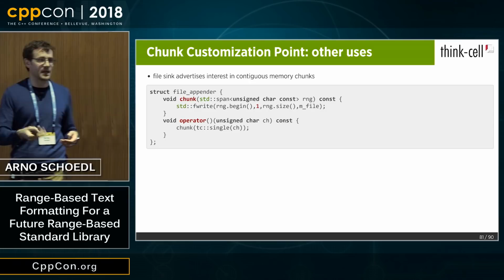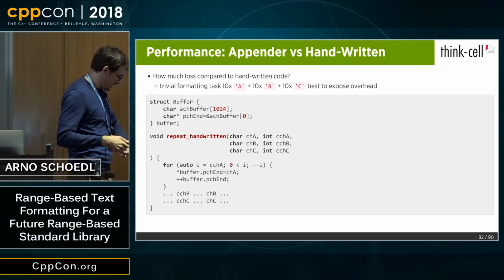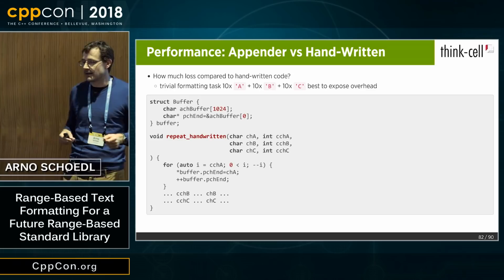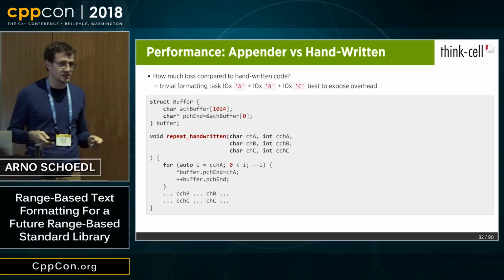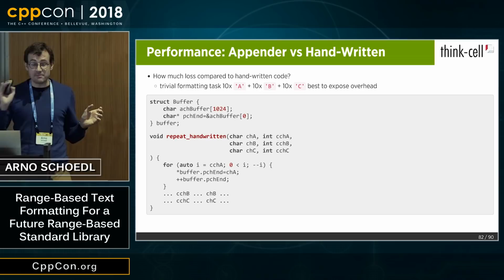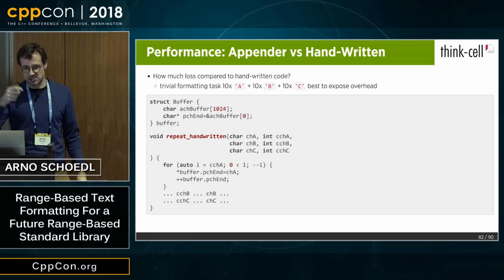Now, of course, after I've done all these things, I wanted to know how much performance that actually costs, because we built this big infrastructure, and the question is, how much is that over handwritten code? How much is that over the perfect, simplest possible, most performing formatter? So I built a special buffer that is just plain old memory, 1024 bytes. And there is a handwritten repeat function with which I will do the following formatting task. I will do 10 times A, 10 times B, 10 times C, and I just marked it up so that the compiler doesn't inline everything and collapse it to a constant string.